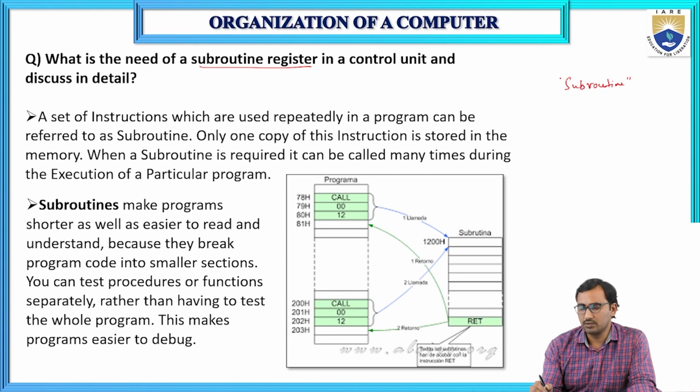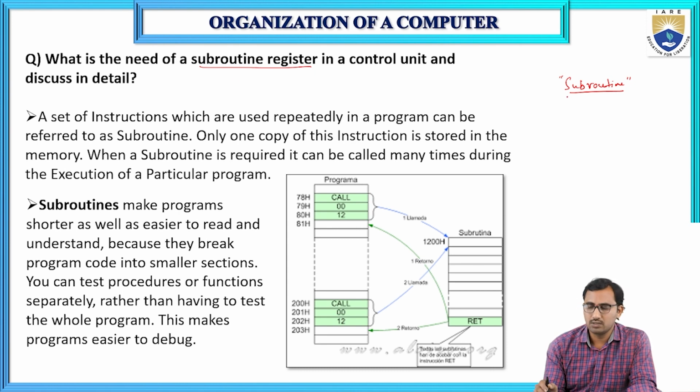So what is a subroutine? A subroutine is a set or a sequence of instructions placed aside in the memory, and that we are calling several times. So that is called a subroutine. A subroutine is a small program that is placed in memory aside, and this subroutine is called from the main program several times whenever we require.